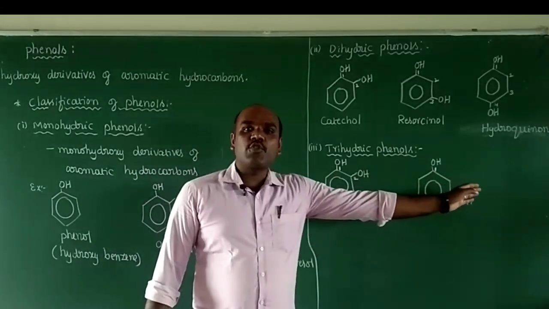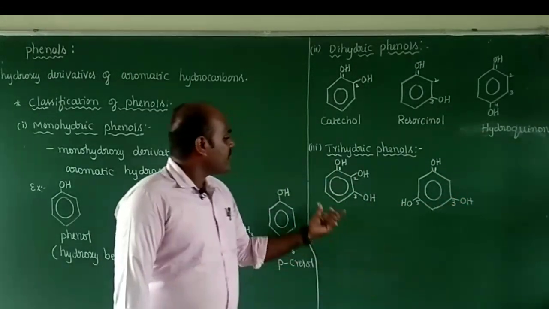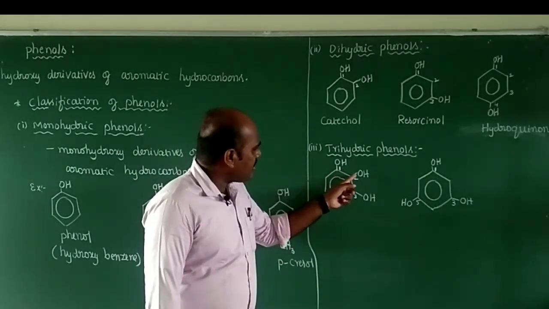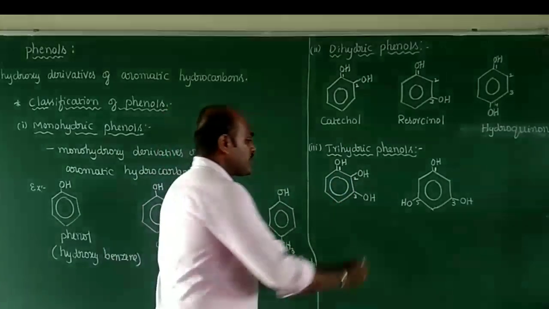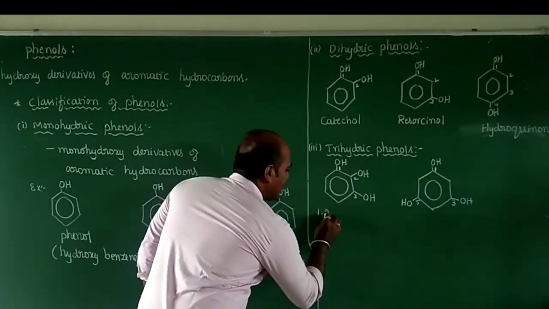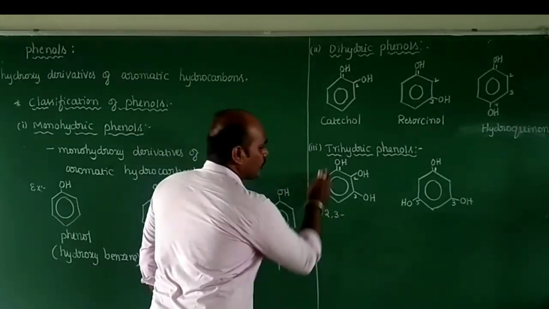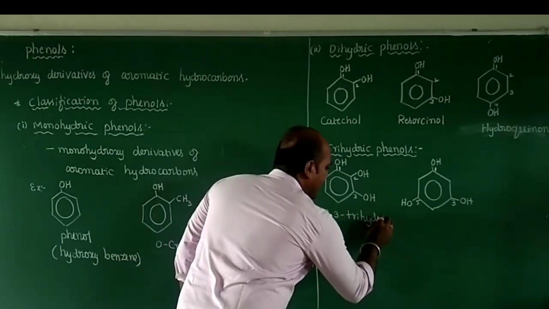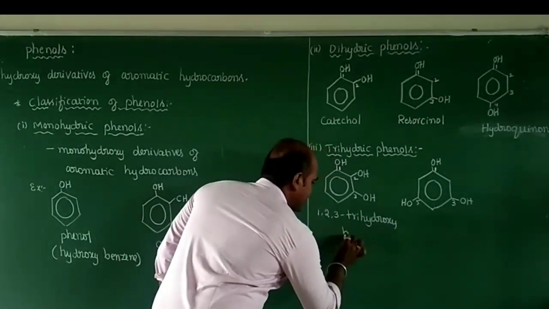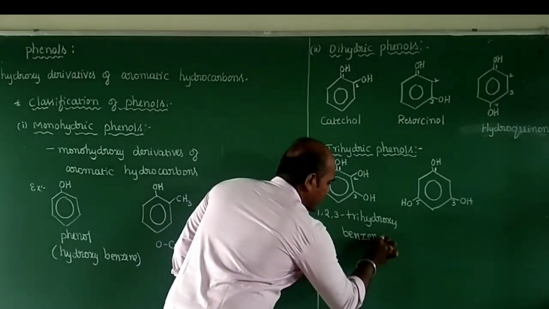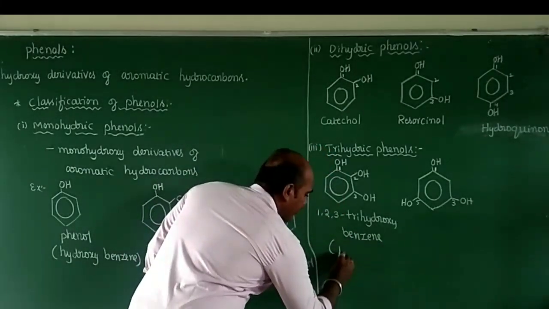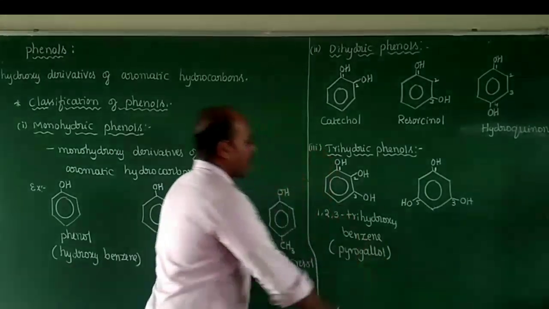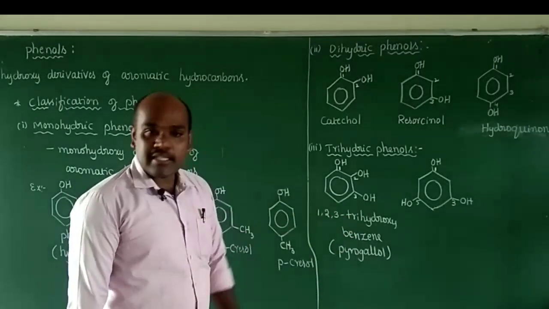Here I gave two examples for trihydric phenols. In the first example you can notice the OH groups are present at the first, second and third positions. So in the IUPAC system we say 1,2,3. Totally there are three hydroxy groups, so it is trihydroxybenzene. This is the IUPAC name of this material, but in the common system we call it pyrogallol.